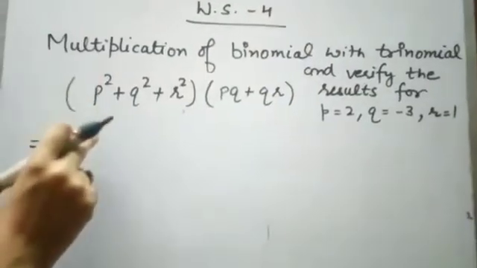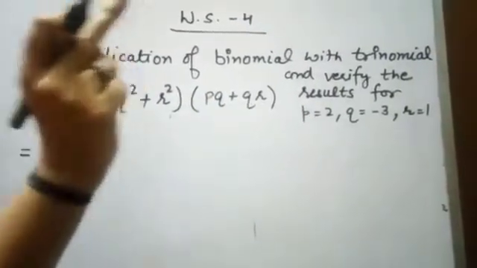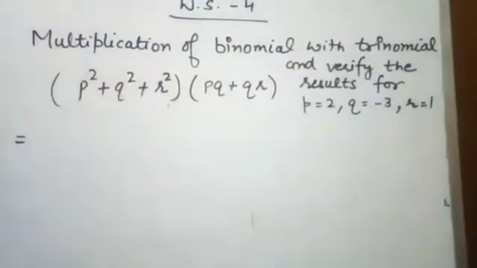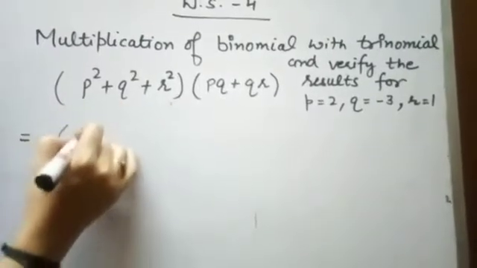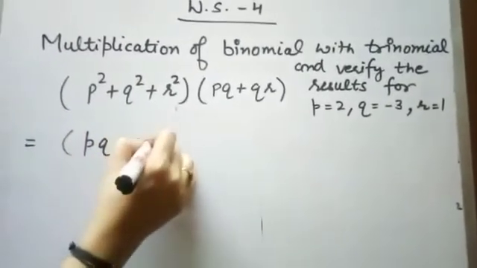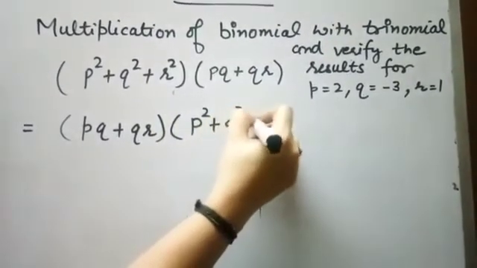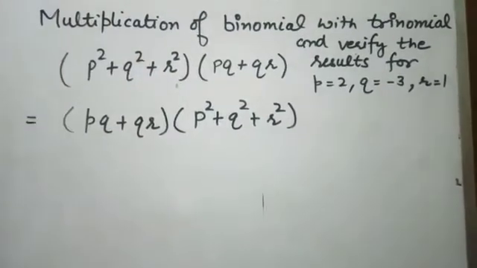Now the next question is multiplication of again the binomial with trinomial, and we have to verify the result for the given values of the variable here. Now you can write it, for your convenience, if you want, by writing the binomial first and then the trinomial. That hardly matters, because 2 into 3 and 3 into 2 both are the same, so you can write it in this way also.